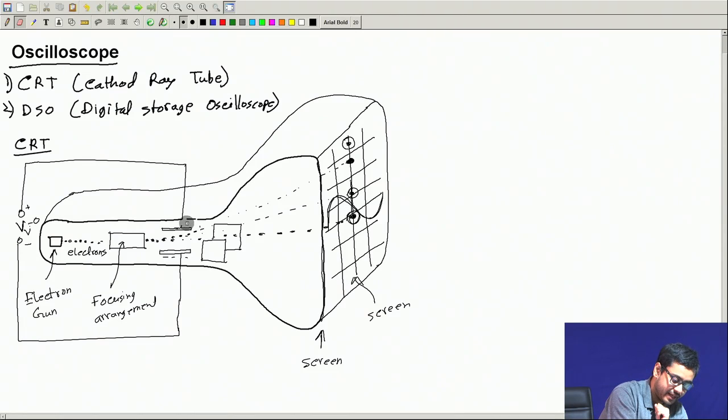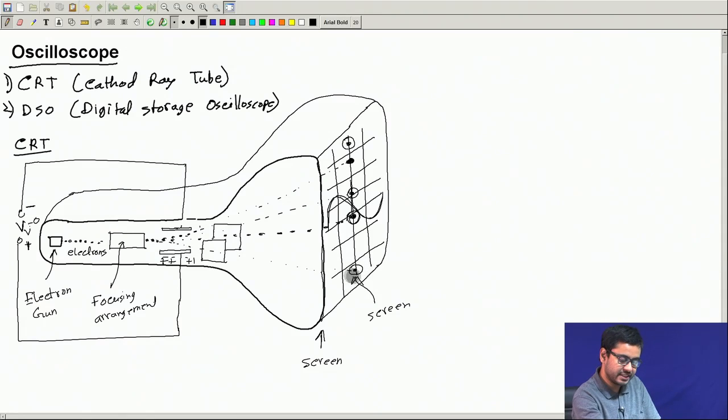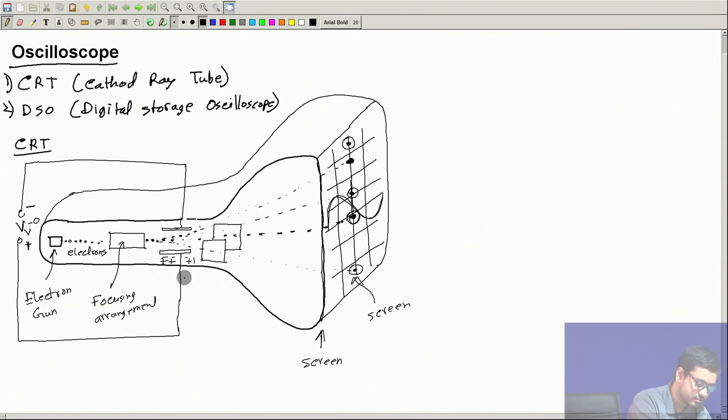Similarly, if you apply a negative voltage, say this is minus, this side is plus, then what will happen? This plate is positive, so electrons will get attracted by this plate and repelled by this plate. So, the electrons will come and hit down here. So, the bright spot that we will see will be here. Now, this is the function of these two plates. This is called the vertical deflection plate.